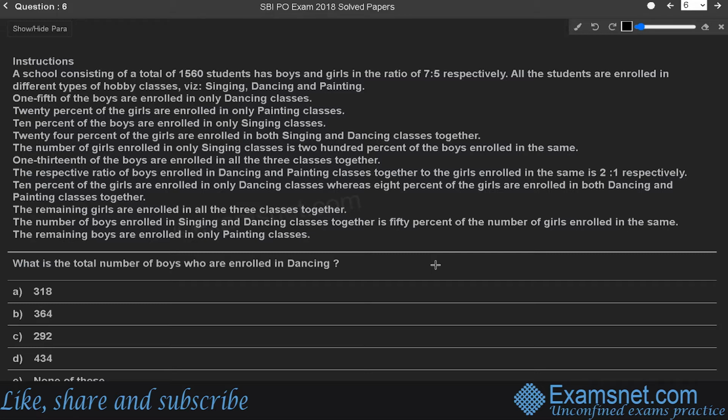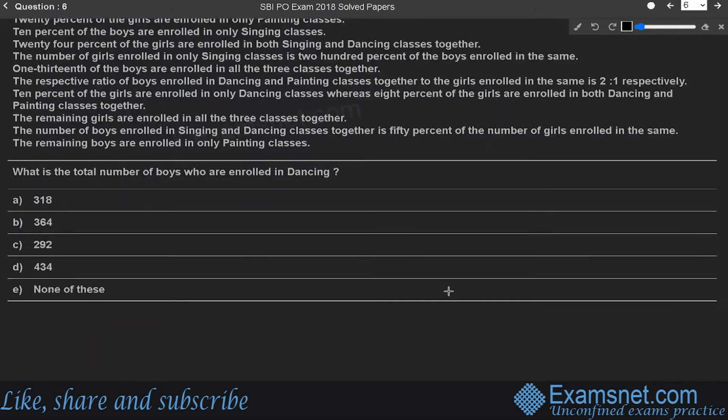The number of boys enrolled in singing and dancing classes together is 50% of the number of girls enrolled in the same. The remaining boys are enrolled in only painting classes. This is a huge information. And the part of the question here is, what is the total number of boys who are enrolled in dancing?